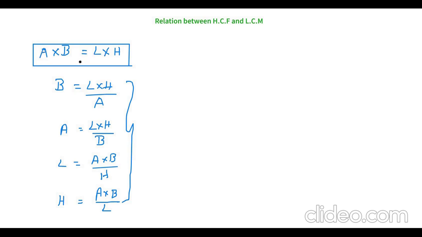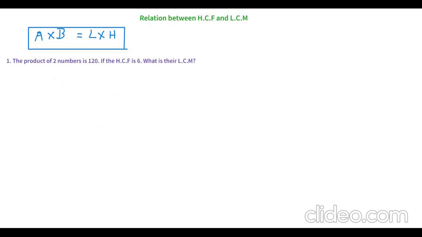And using this formula, let's start doing some word problems. Now, this is our first example. The product of two numbers is 120. If the HCF is 6, what is their LCM? Here directly they have given the product of two numbers, which means A times B equals 120. HCF, the H is already given, which is 6. We need to find out LCM.